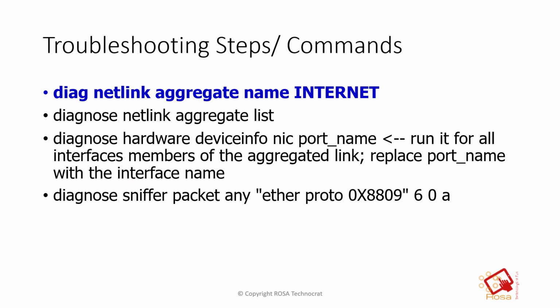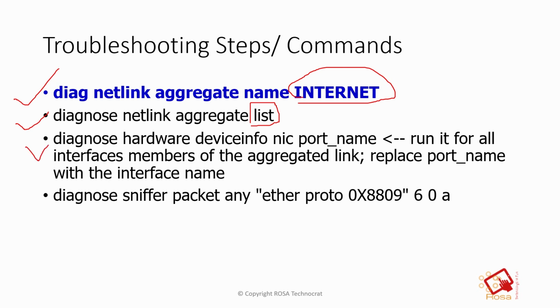So the same commands which I explained earlier. You can see the first one is diag netlink aggregate name and the name of the aggregate interface. Second is diag netlink aggregate list. So list basically lists all the available LAG interfaces on the firewall.